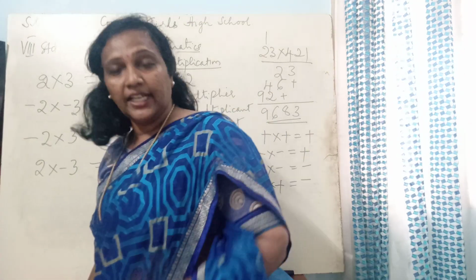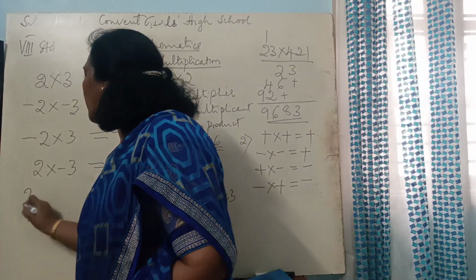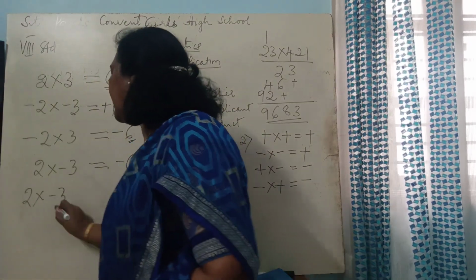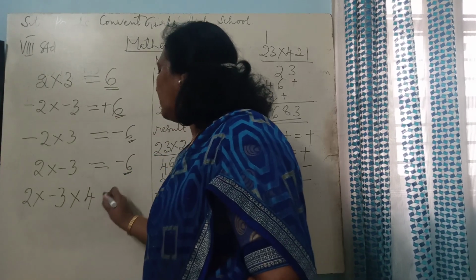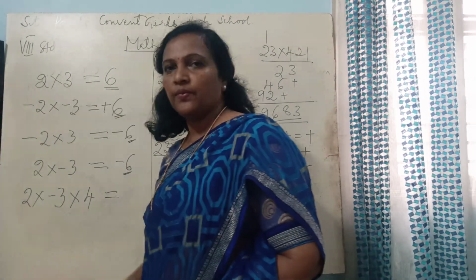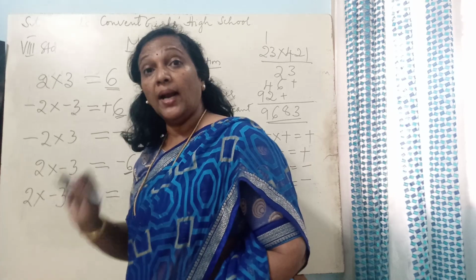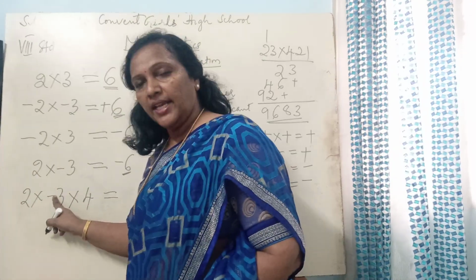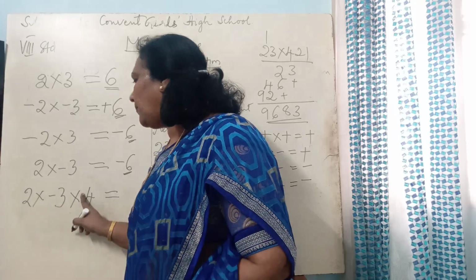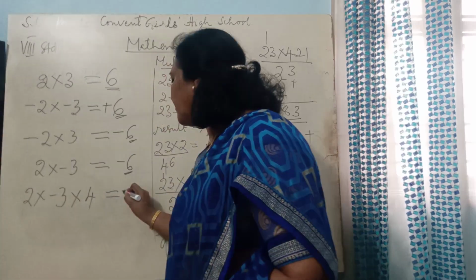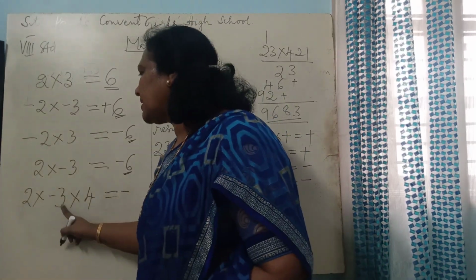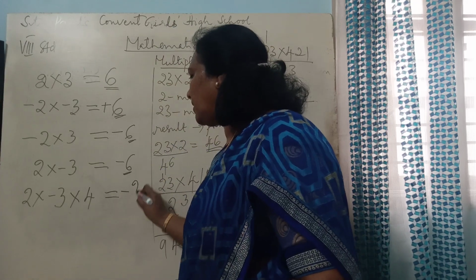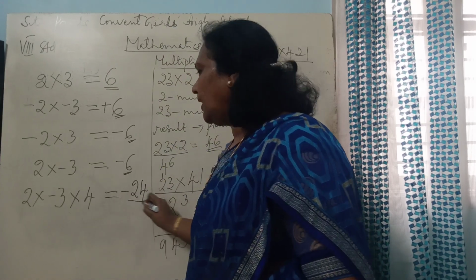I'll take 3 numbers now. 2 into minus 3 into 4. This is equal to, remember to multiply the signs. Plus into minus, minus. Minus into plus, minus. 2 3s are 6, 6 4s are 24. Underline the answer.